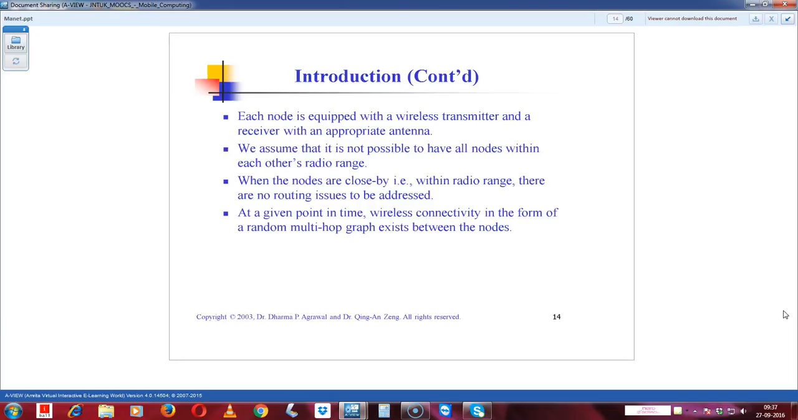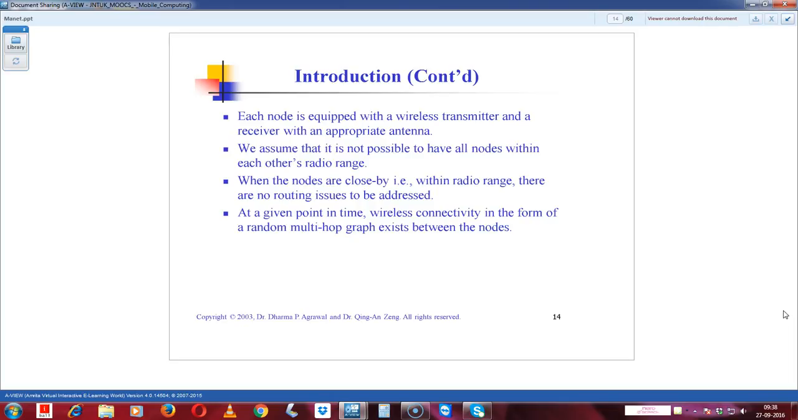Each node is equipped with a wireless transmitter and a receiver with an appropriate antenna. We assume that it is not possible to have all nodes within each other's radio range. So one device is your source, another device is the destination. There is a possibility that your source and destination are not directly communicating; there are some intermediate nodes between them. When the nodes are close by, within the radio range, there are no routing issues to be addressed. If your nodes are nearby, there is no need for routing algorithms. You can directly talk to the nodes.